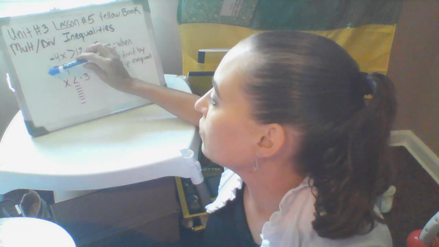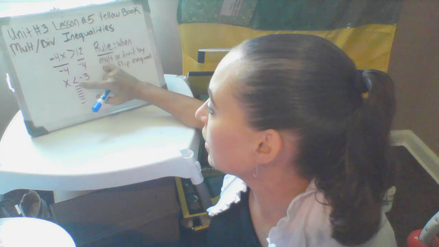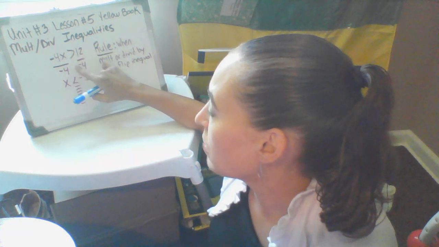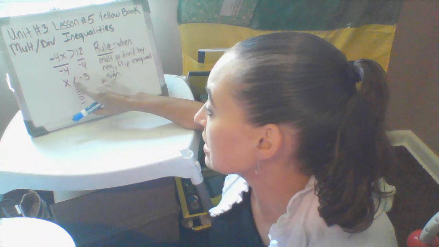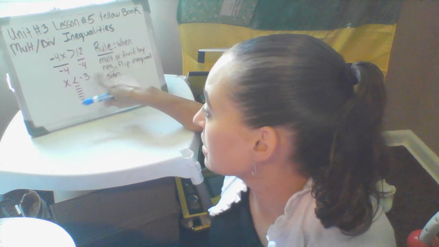So I have negative 4x is greater than 12. To isolate that x, I'm going to have to divide by the negative 4. So since I'm dividing by a negative 4, you see the inequality sign right here, I flipped it, okay? So I divide by the negative 4, I get a negative 3. So x is less than negative 3, okay? But I flipped that inequality sign because I divided by a negative.